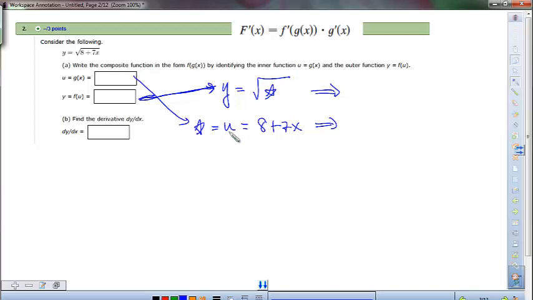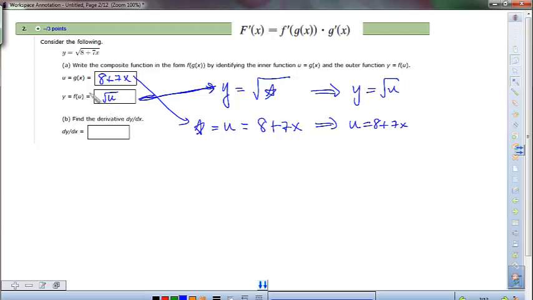The u function is already a function of x. So u is equal to, I'm just going to rewrite this whole thing, it looks like. So that's our answer, 8 plus 7x for u. And then y is going to be the square root of u. And that's the variable for our outer function. So the square root of u, that's a function of u.